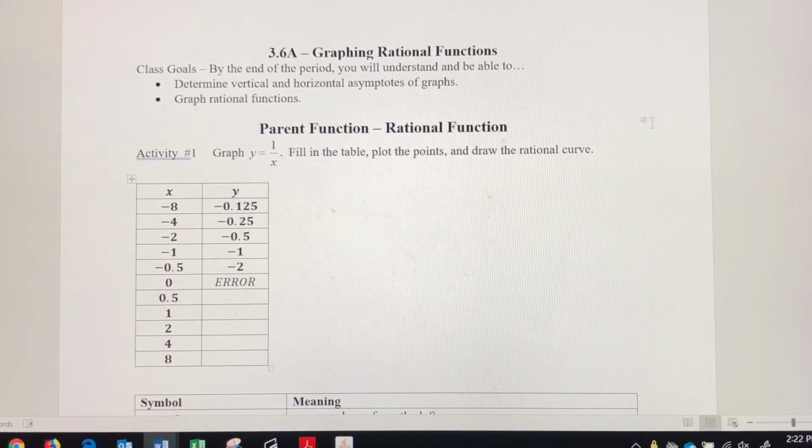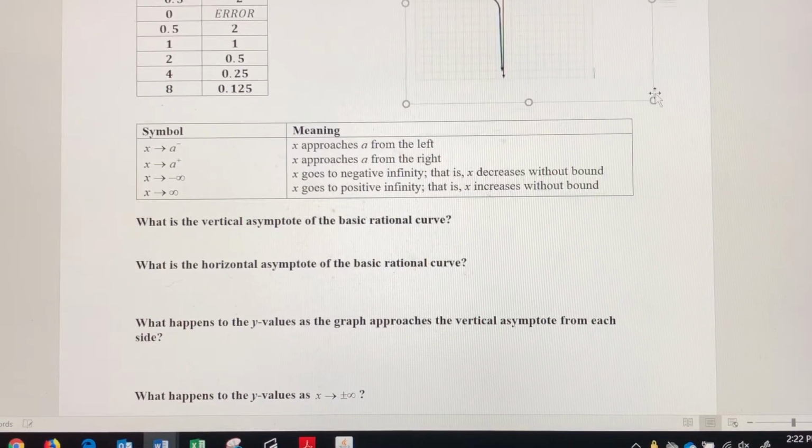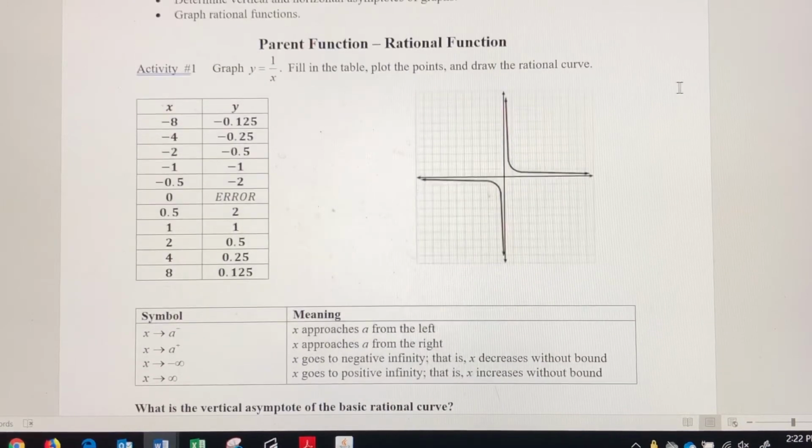Now let's plug in some positive values. When I plug in +1/2, I get +2. When I plug in 1, I get 1. When I plug in 2, I get 1/2. When I plug in 4, I get 1/4. And when I plug in 8, I get 1/8. So if we were to plot all these points and continue things the direction they're going, the graph of this parent rational function should look like this.